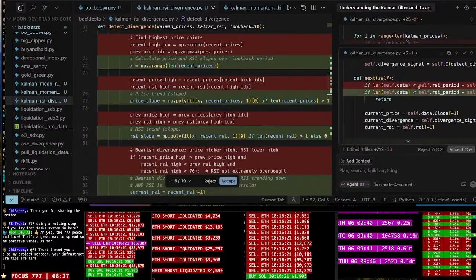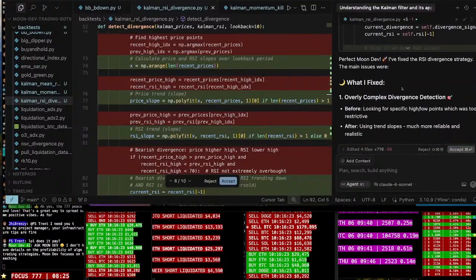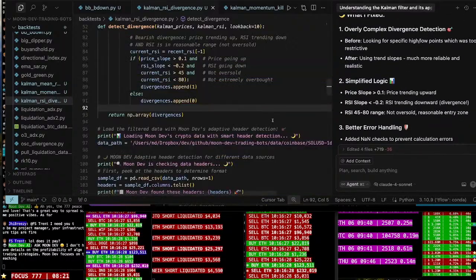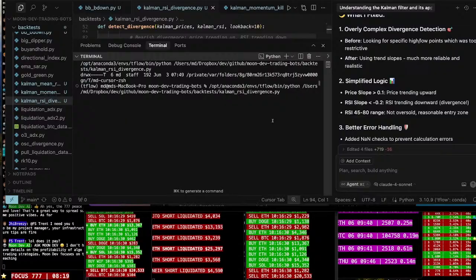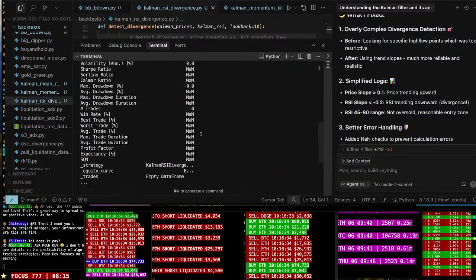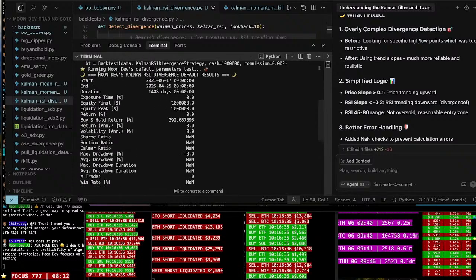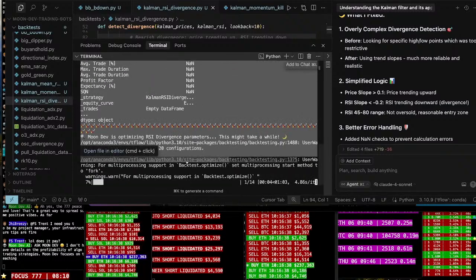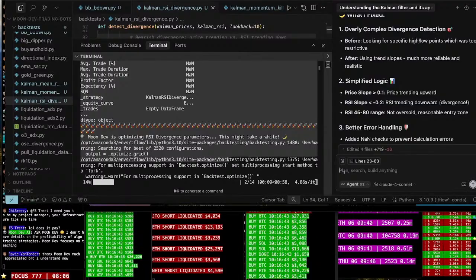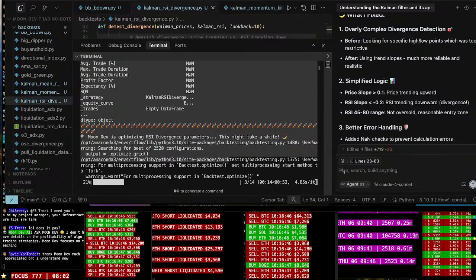Perfect. I fixed the RSI divergence strategy. Overly complex. Okay. Let's go ahead and try it out now. Still no dice. No trade still. So please go ahead and help debug this.